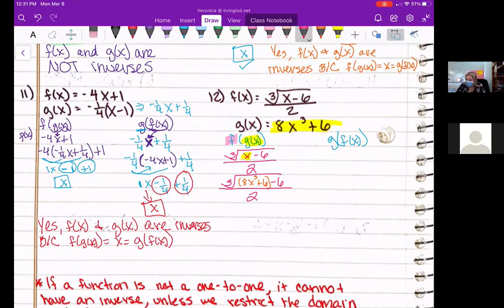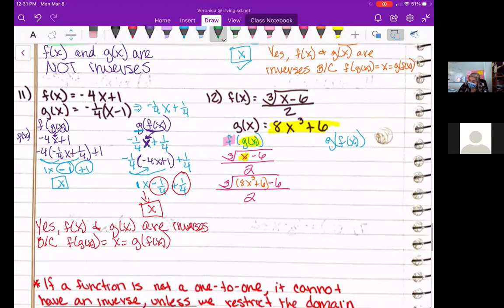So now all I have to do is simplify. So we have, inside we have these set of parentheses, right? But there's nothing to really distribute. So I can go on ahead and just leave the parentheses out and then combine like terms of 6 and negative 6, which is going to cancel out, right? 6 minus 6 is 0. So we're going to have the cube root of 8x cubed divided by 2.